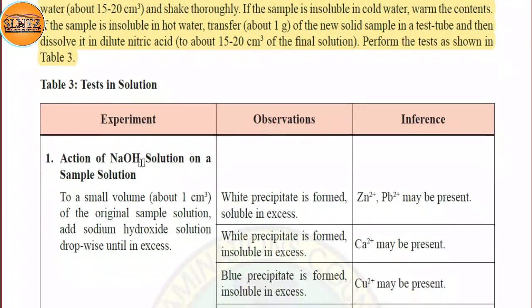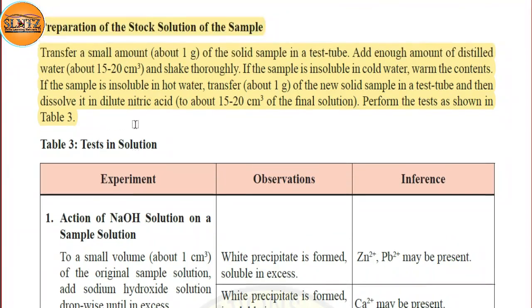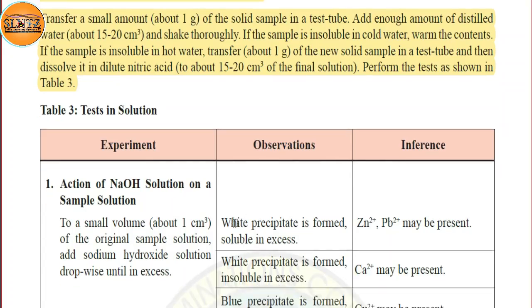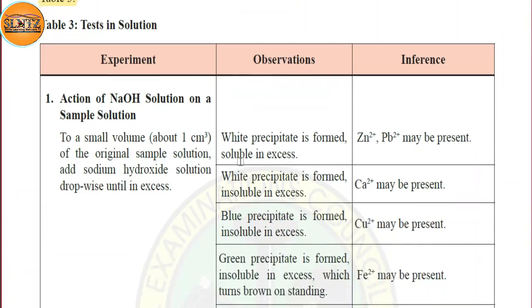So the first testing solution, you have sodium hydroxide on a sample solution. After making the stock solution, it means we have a stock solution. We are going to put sodium hydroxide and test it. But according to our sample, zinc, we expect to get the observation: white precipitate is formed, soluble in excess. And our inference represents zinc, lead may be present.